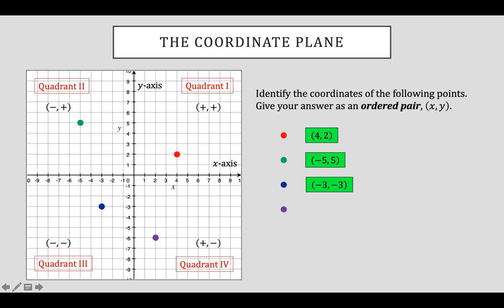This purple one right here, 2 units to the right from the origin, 6 units down. The ordered pair is (2, -6). Right? And the gray one right in the middle, we've already referenced it. It's got a special name. That's (0, 0), and it is known as the origin.